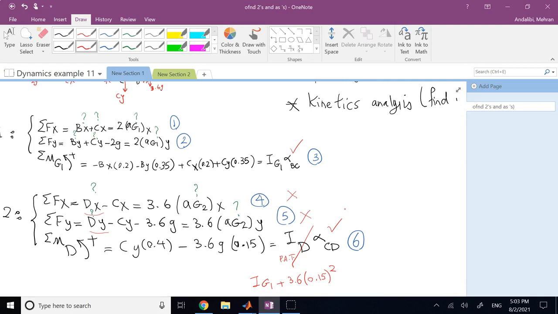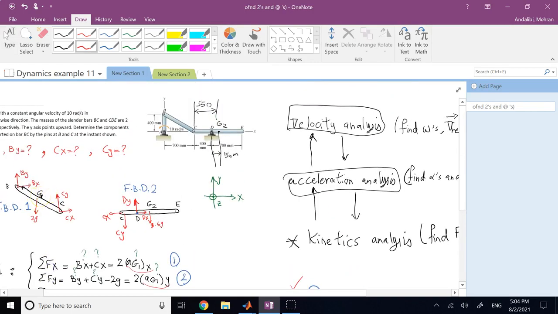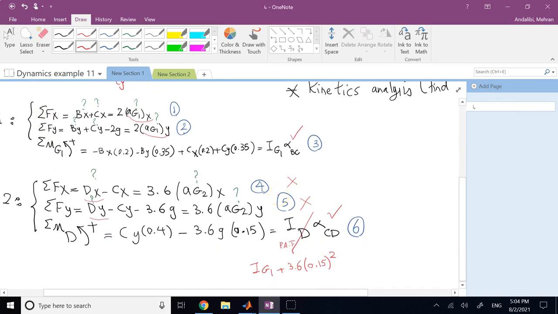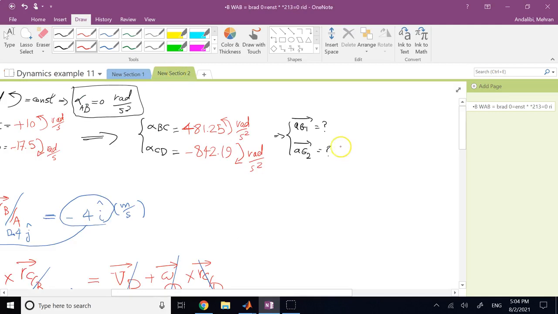If you look, your B's and C's are showing up in 1, 2, 3, and 6. If you don't care about these, you can only solve 1, 2, 3, and 6 for B's and C's. All you need is a g1x and a g1y. So you only need to find the acceleration of g1, which is the centroid of BC. You do not need to find acceleration of g2, okay? g2 is good if you want to get into equations 4 and 5. So I do not need to find aG2, and so I can only solve for a subset. So all I need is aG1.